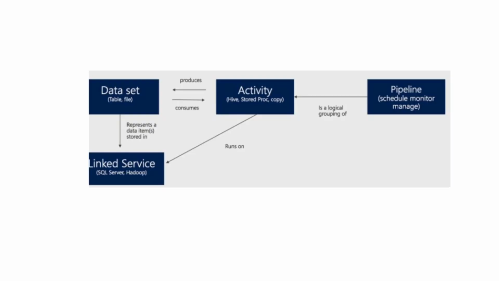On the next slide, we can see a diagram of how Data Factory works. So a pipeline is a logical grouping of activities which run through linked service. And then here we have the data. An activity produces a dataset or consumes a dataset. And actually, a dataset represents a data item stored in a linked service. This is a very generic diagram.